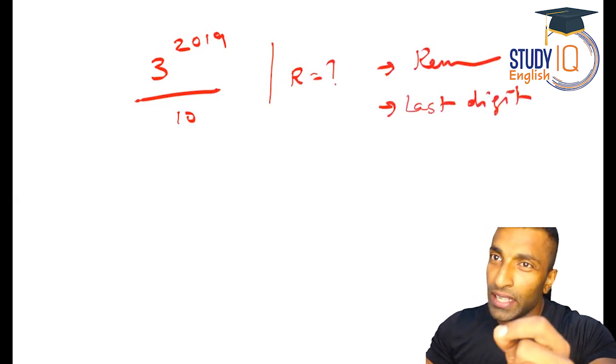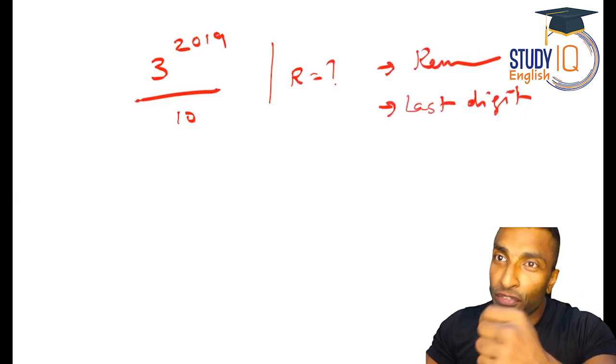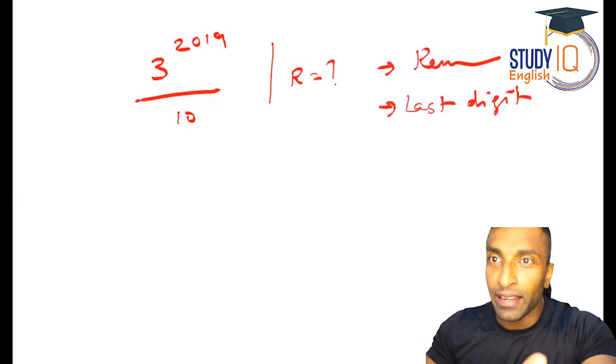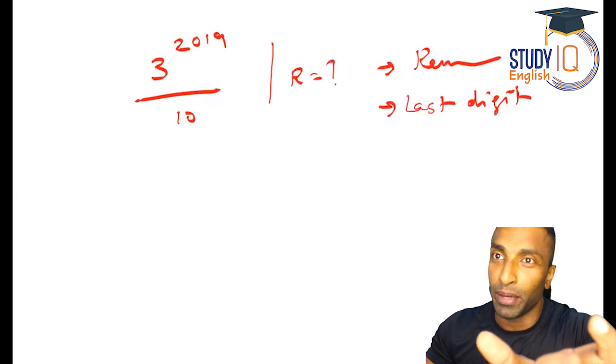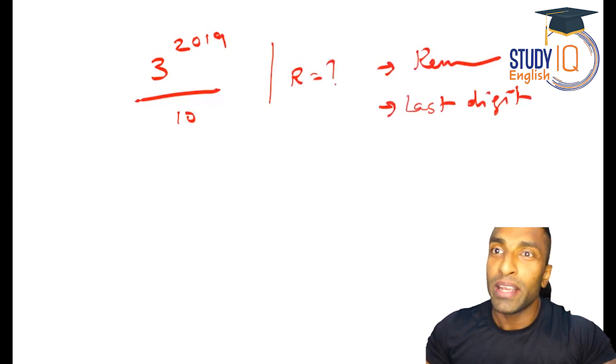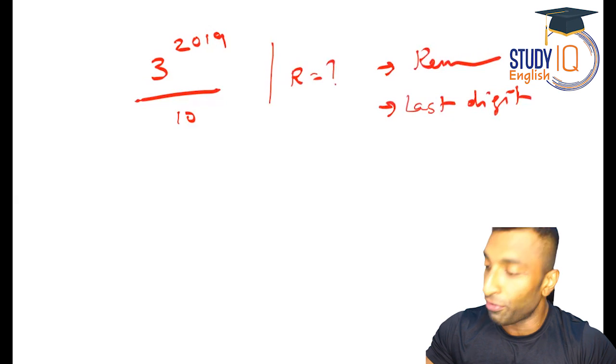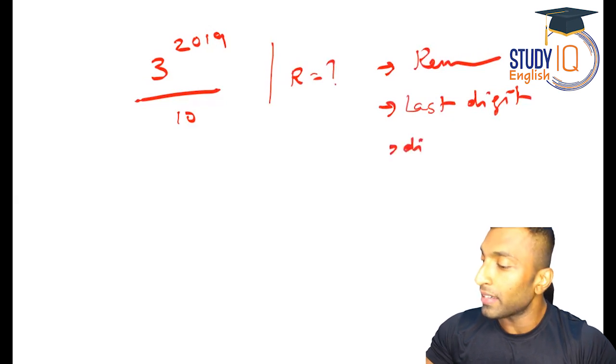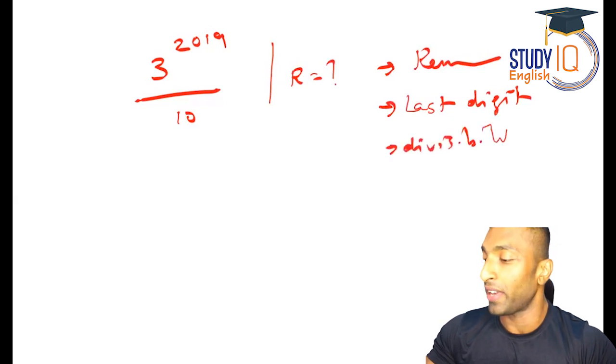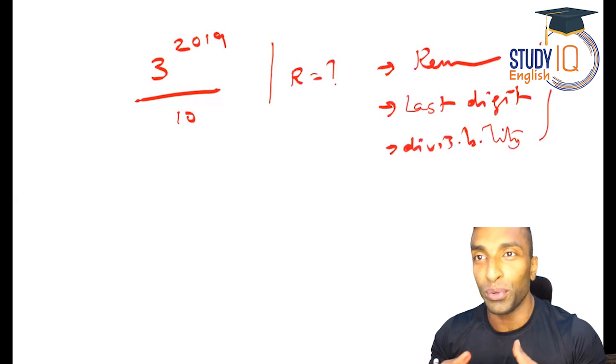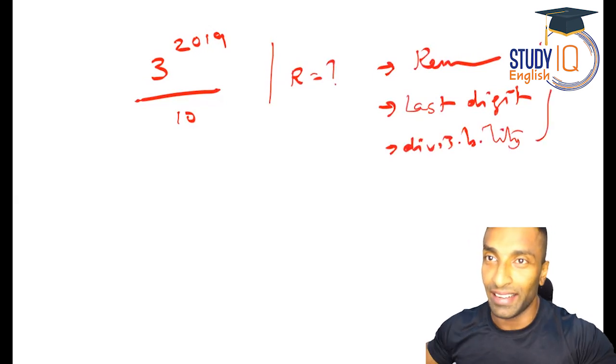Why last digit? Because guys, if you take any number, divide by 10, the remainder is nothing but the last digit of the number, which can also be considered as the divisibility rule of 10. So this can also be connected with the divisibility rule of 10, and if you want to, you can take it in that way.